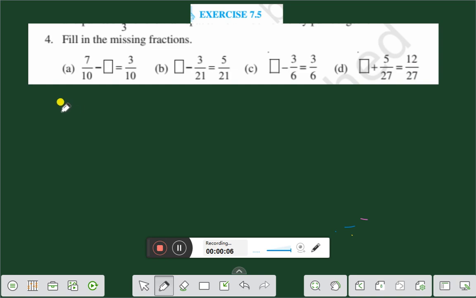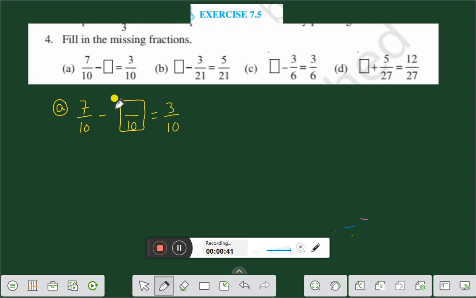Fill in the missing fractions. A is 7 by 10 minus, there is a box here, is equal to 3 by 10. Here you see both the denominators are the same, that is 10, therefore the denominator will be 10.